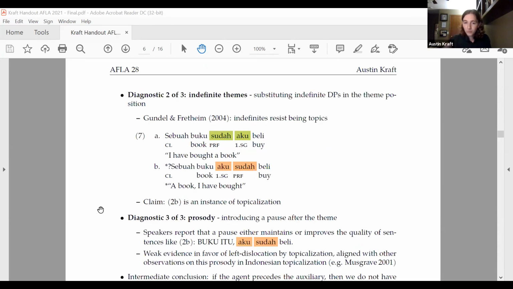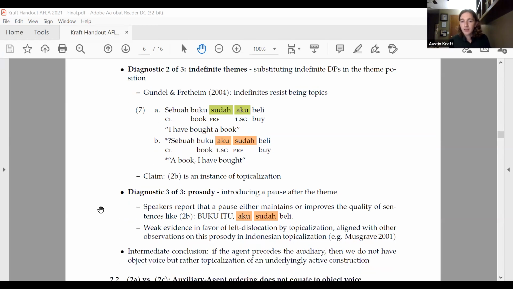And third, we looked at prosody. Introduction of a pause after the theme either maintains or improves the quality of these sentences that do not have object voice word ordering. This may not be conclusive evidence on its own, but it is definitely aligned with works like Musgrave's on the prosody and Indonesian topicalizations, and especially in concert with these other two diagnostics, leads us to an intermediate conclusion that if the agent precedes the auxiliary, we don't have object voice, but rather topicalization of an underlyingly active construction.